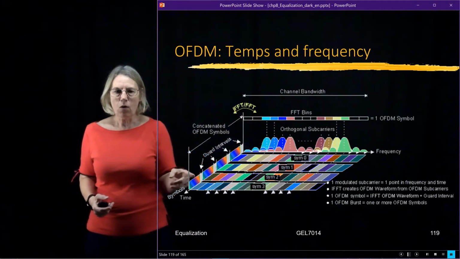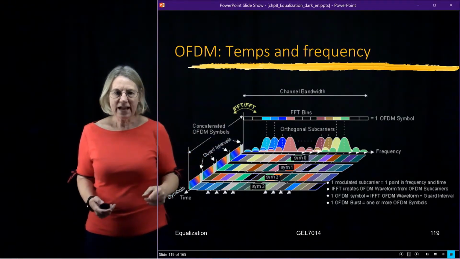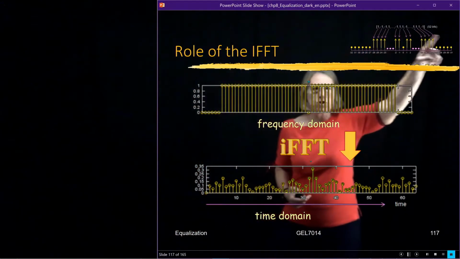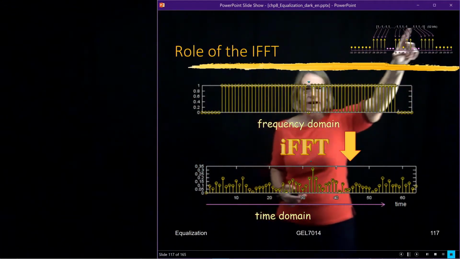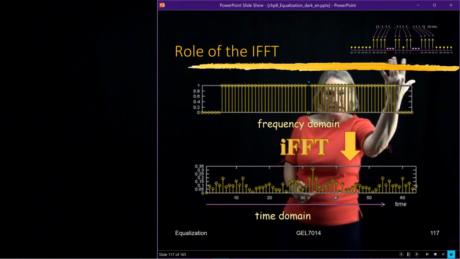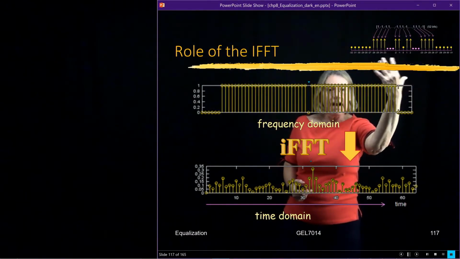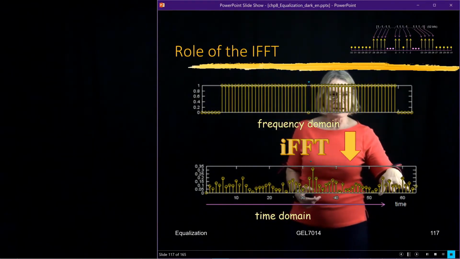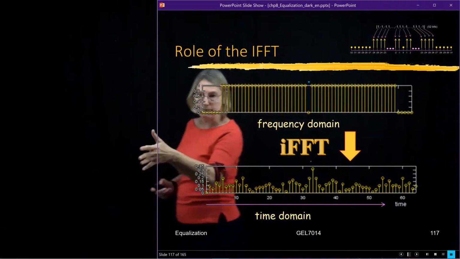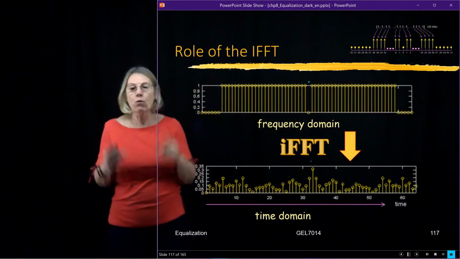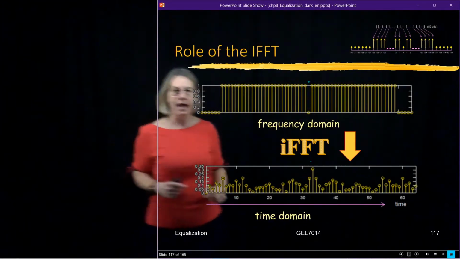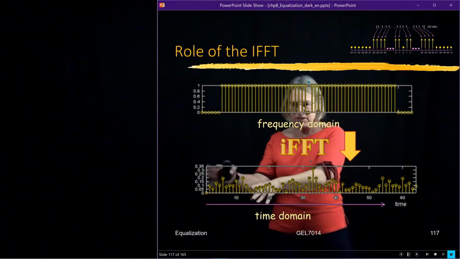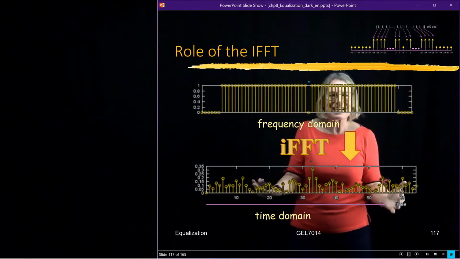In this one OFDM symbol, I have all of these 52 bits that I was going to transmit. I had put them all into a vector, calculated the IFFT, and got a time domain signal. Now I transmit that time domain signal, and I call that one OFDM symbol. That one OFDM symbol contains all of these bits, but I can't say which bits are where, because it doesn't make sense that way.